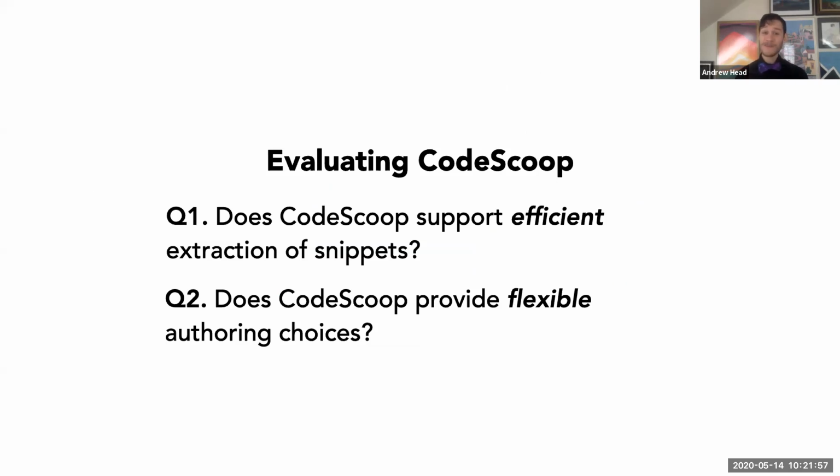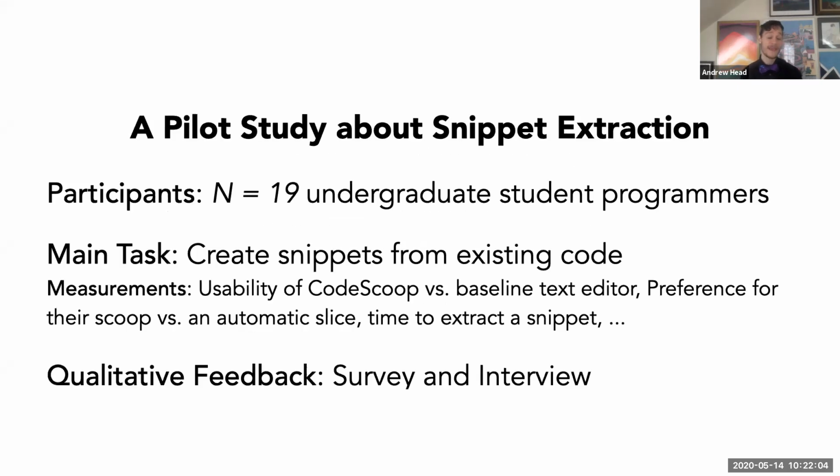Does it lead to a more efficient and flexible authoring experience? We had these questions, and so we designed a pilot study where we invited 19 undergraduate student programmers to the lab, and we asked them to extract snippets from existing code, both with CodeScoop and a baseline text editor that was essentially the same, except without this whole dialogue and selection and simplification support. We had them extract snippets with both of these tools.